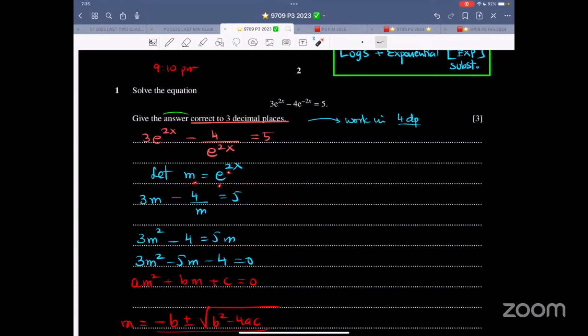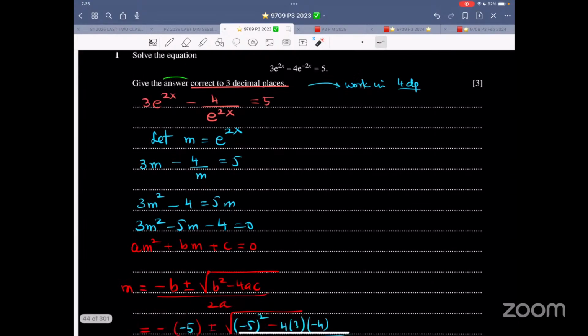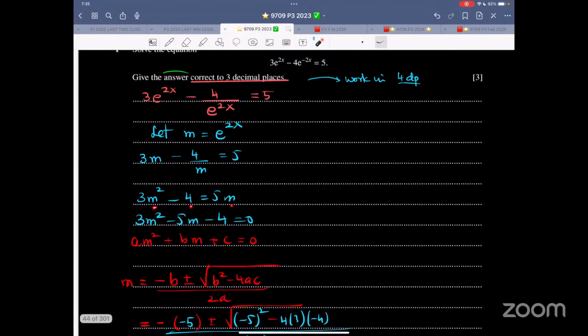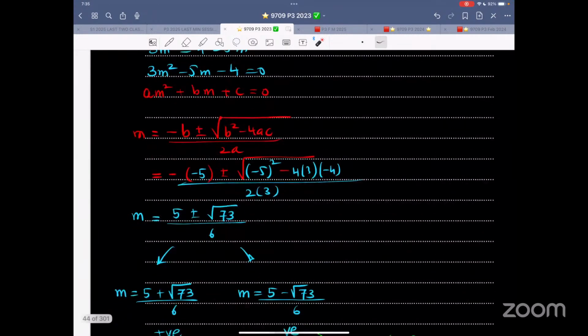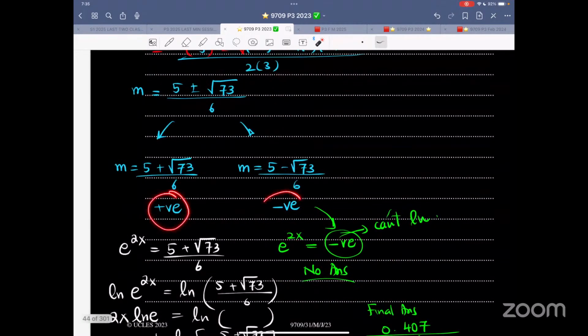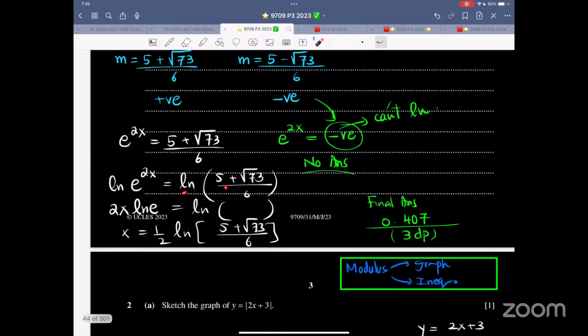Let m equal e raised to the power of 2x. Therefore, 3m minus 4 over m is equal to this, and 3m squared minus 4 is 5m. You get this quadratic equation. You could use factorization, but over here that was not possible, so we use the quadratic formula. This value is positive, this value is negative. We cannot proceed any further with the negative one, because when we take ln of both sides, we cannot take ln of a negative number. We take ln of this side.